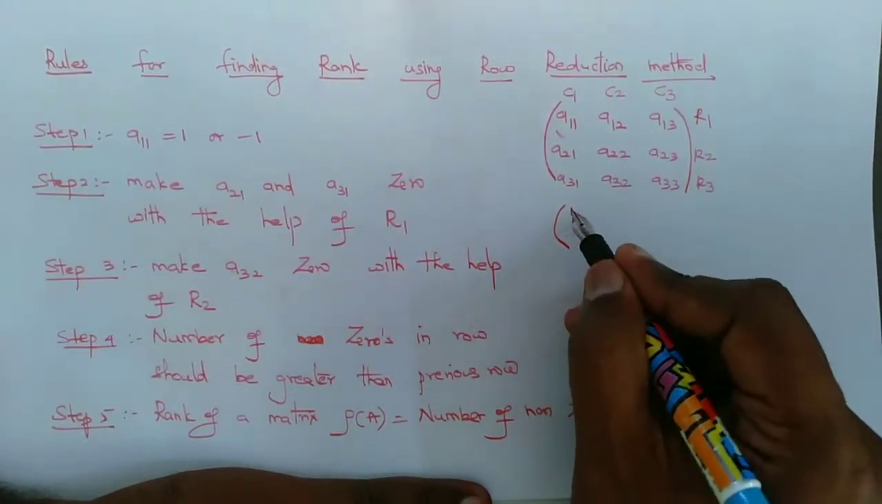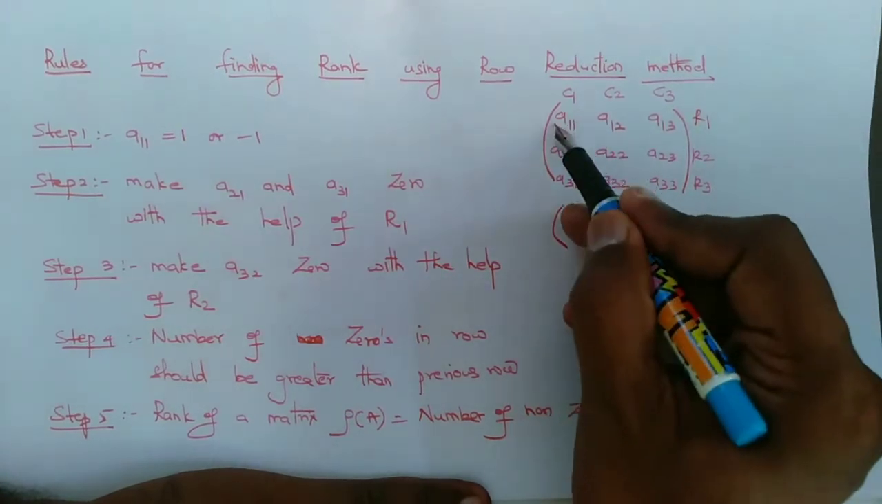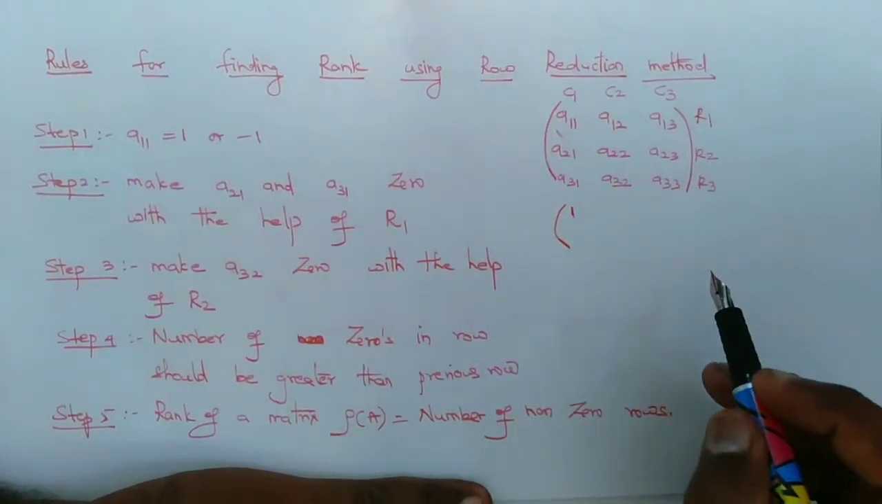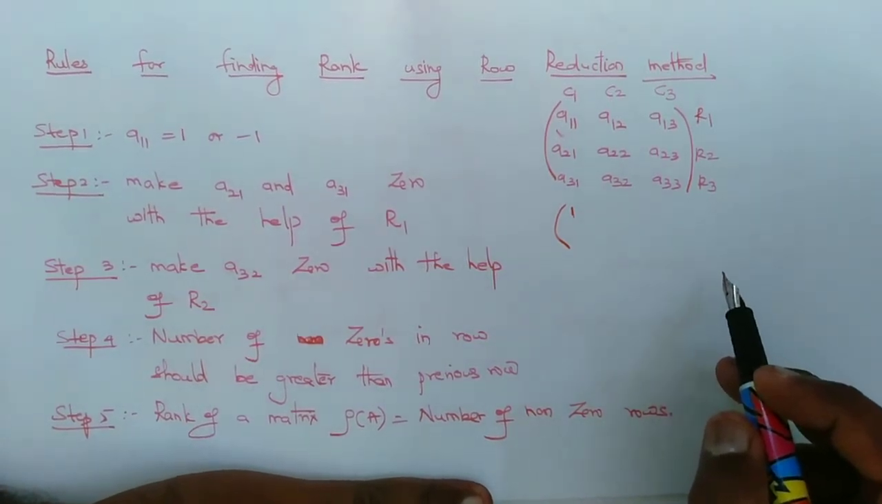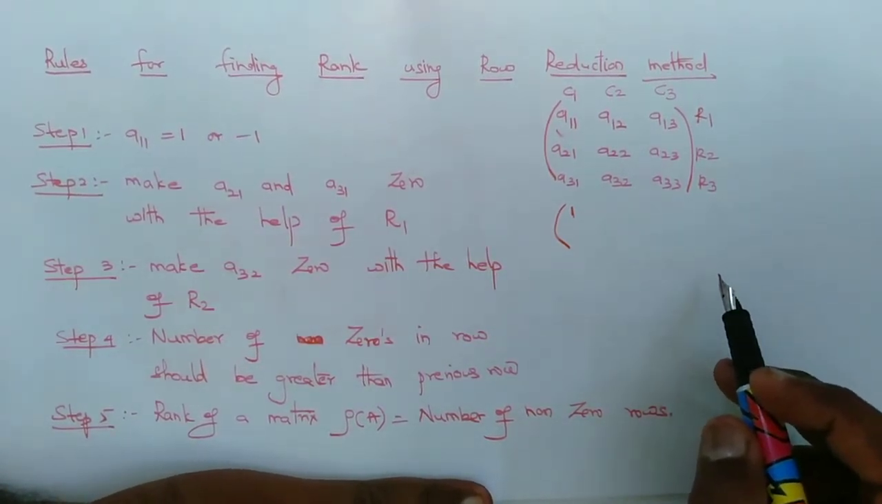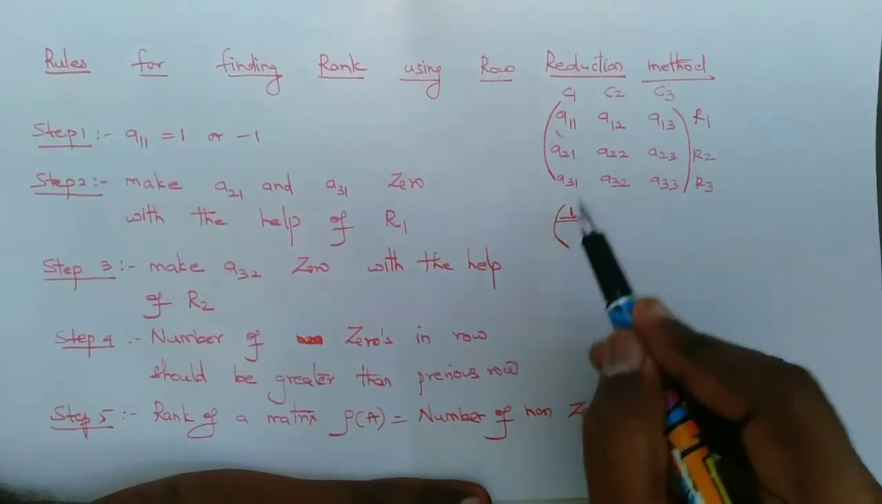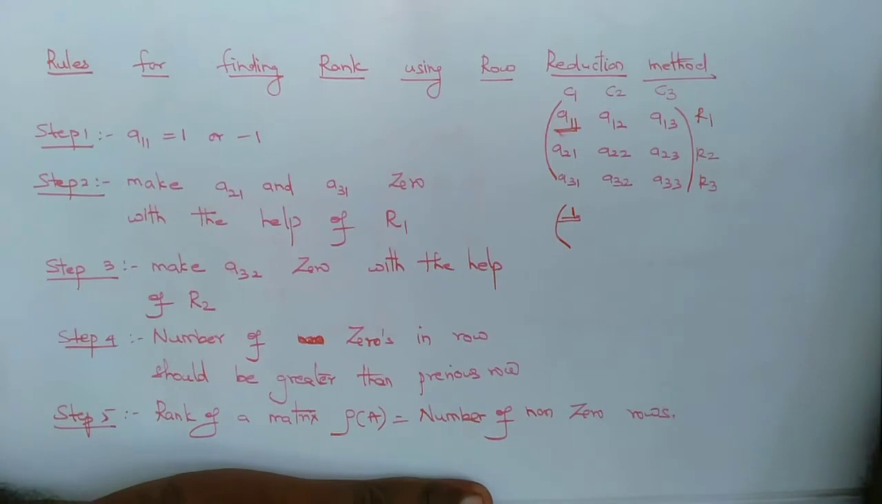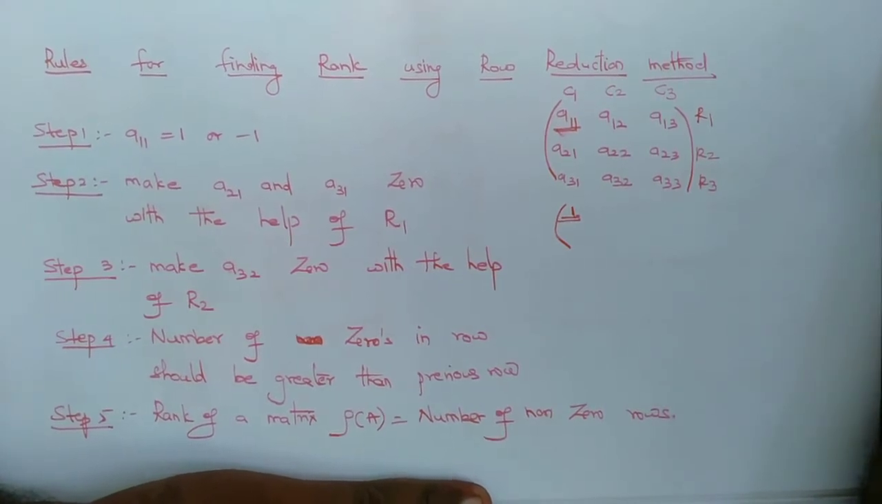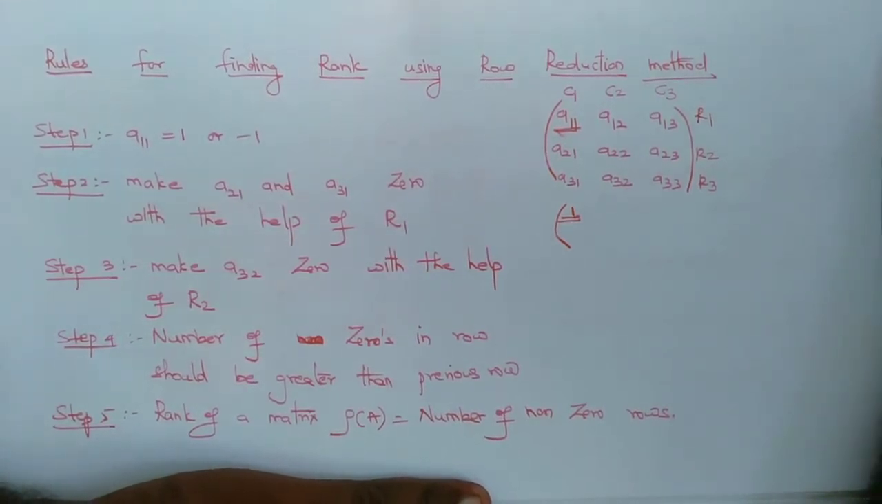The first element can be 1 or minus 1. If it is 1 or minus 1, then I can easily solve this sum. So only the first place should be 1 or minus 1. Then I can solve this very easily. I think you understand.